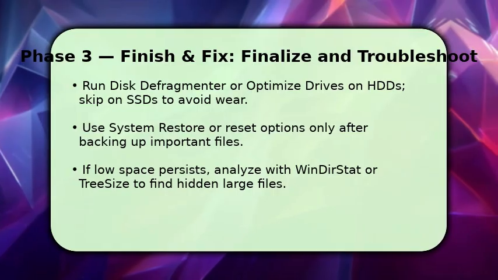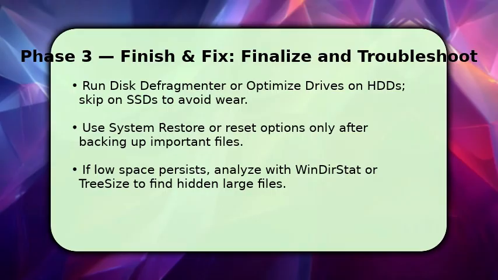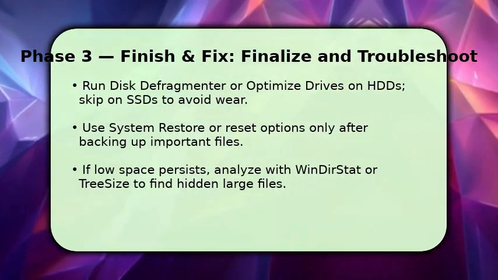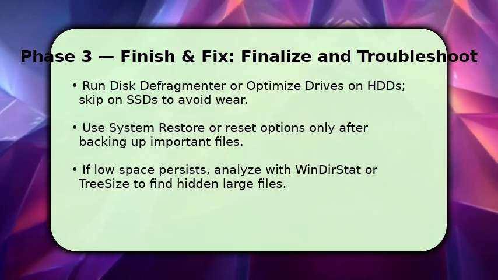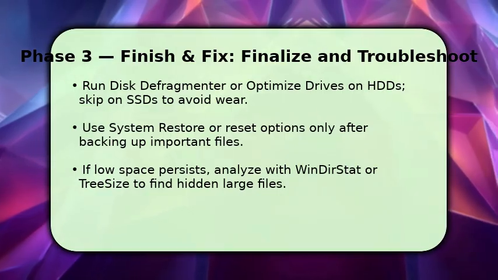If space still seems low, run a visual analyzer like WinDirStat to locate oversized folders and orphan files. If something goes wrong, use System Restore or the Reset options, but first back up critical data to an external drive or cloud. This single precaution prevents data loss.